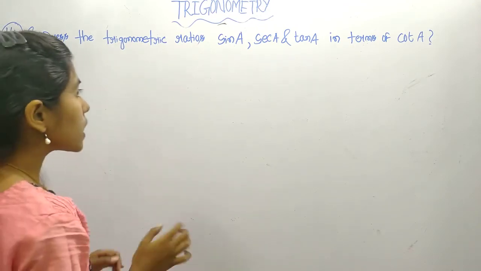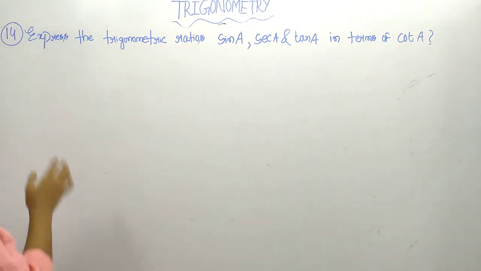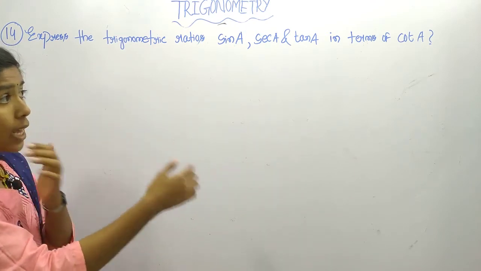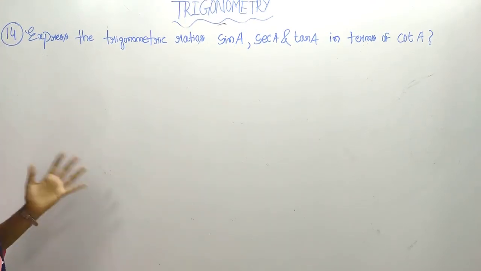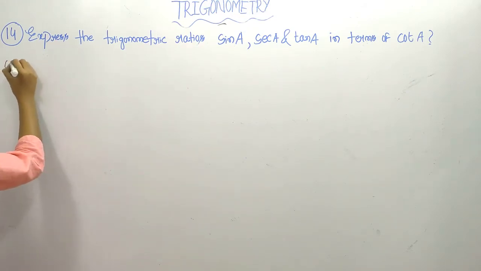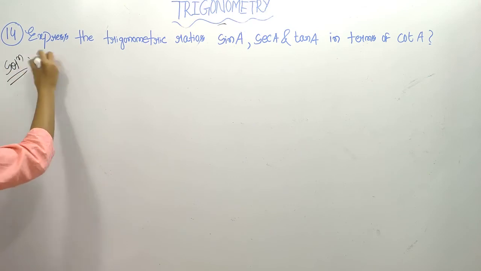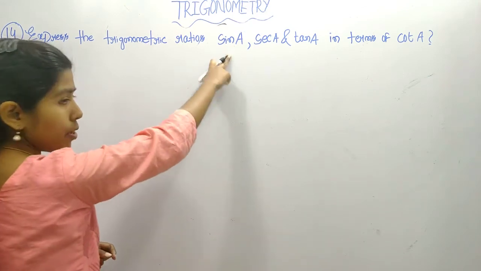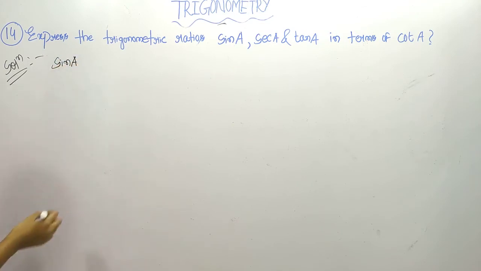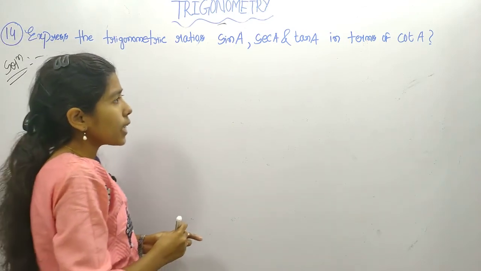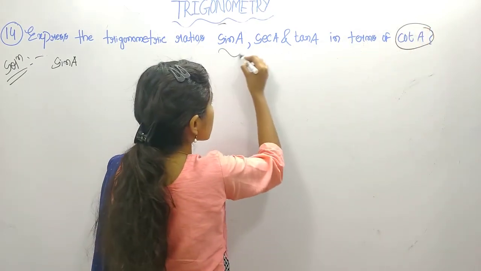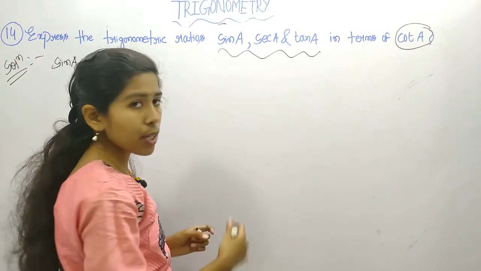So this is our next question. Express the trigonometric ratios sin A, sec A and tan A in terms of cot A. So how we will do? Let's see. So here first of all, what is given? Sin A. Right, here sin A. Next you see, we have to express these three ratios in terms of cot A.